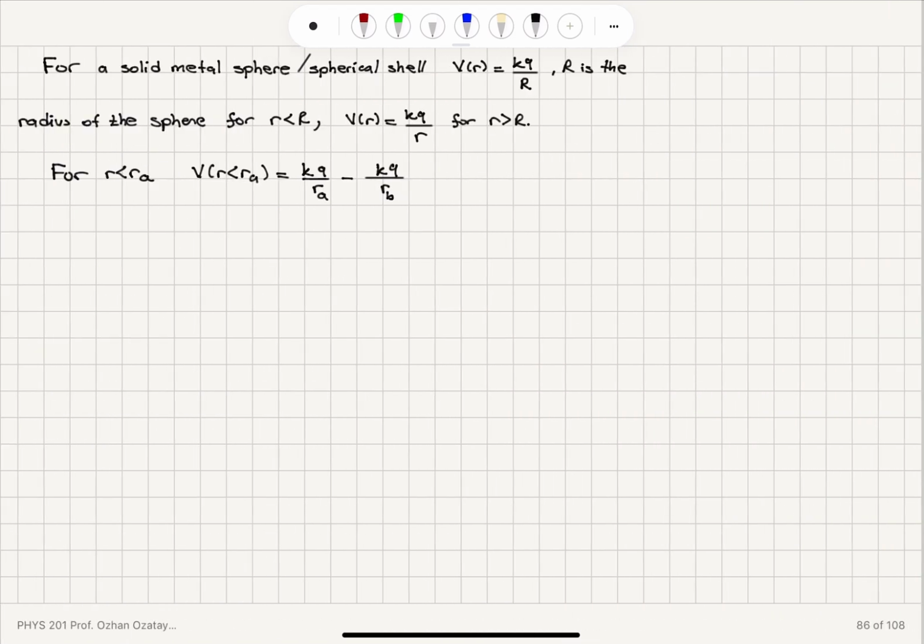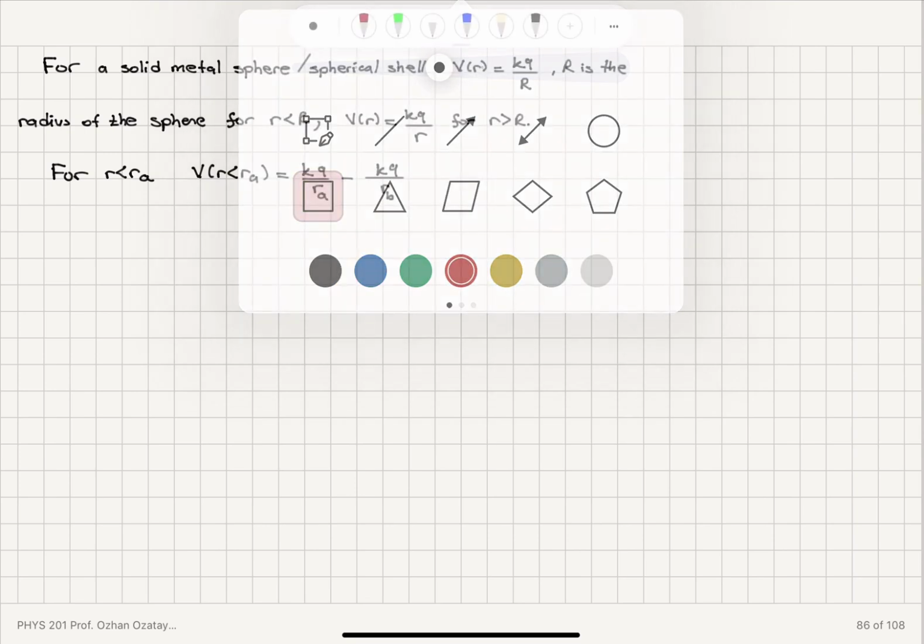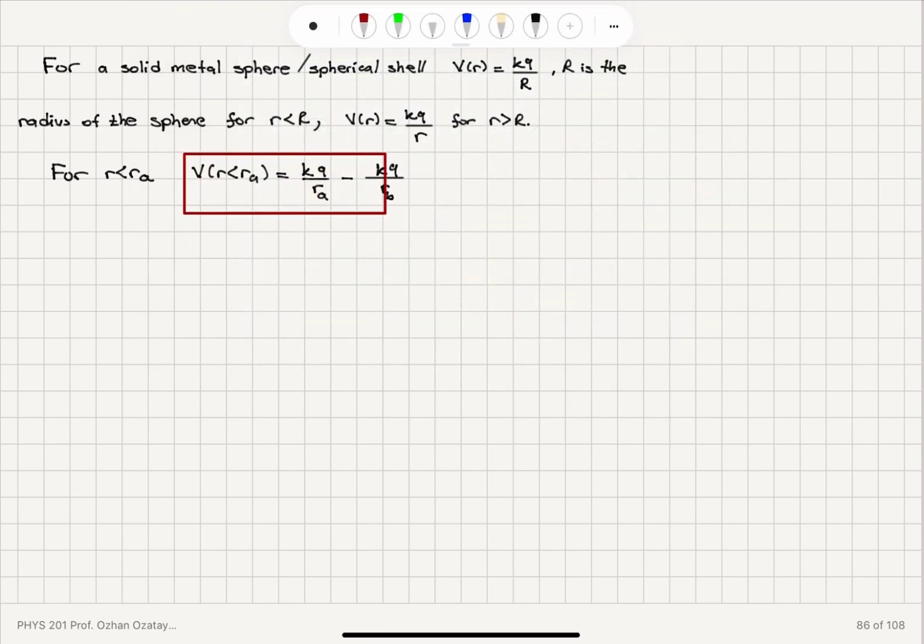And it's going to be easier to see what will happen in the other regions just using this superposition principle. So that's the answer to part I.